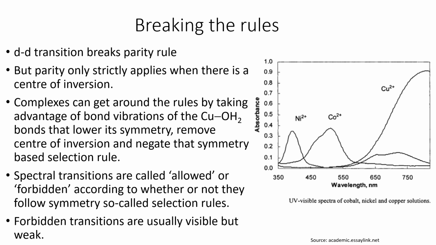And so it turns out that these forbidden transitions tend to be visible but weak. The system somehow finds a way to get around the rule, but it's never going to be as intense as if it hadn't broken a rule. So these selection rules are important things in spectroscopy. They effectively determine how intense transitions are.